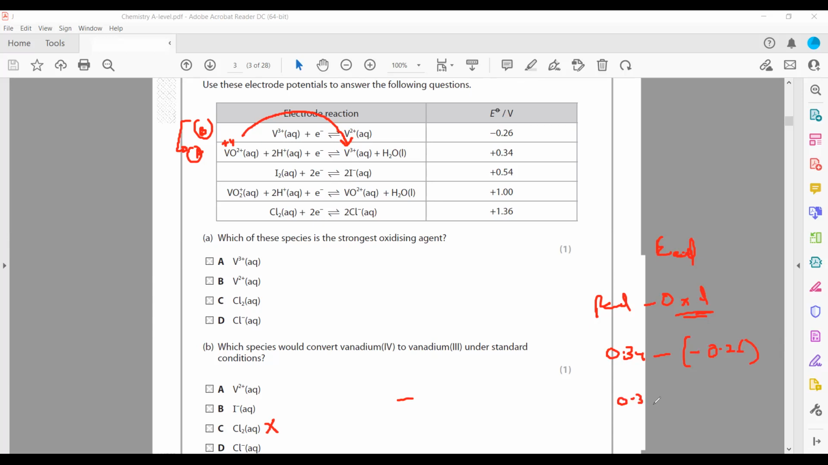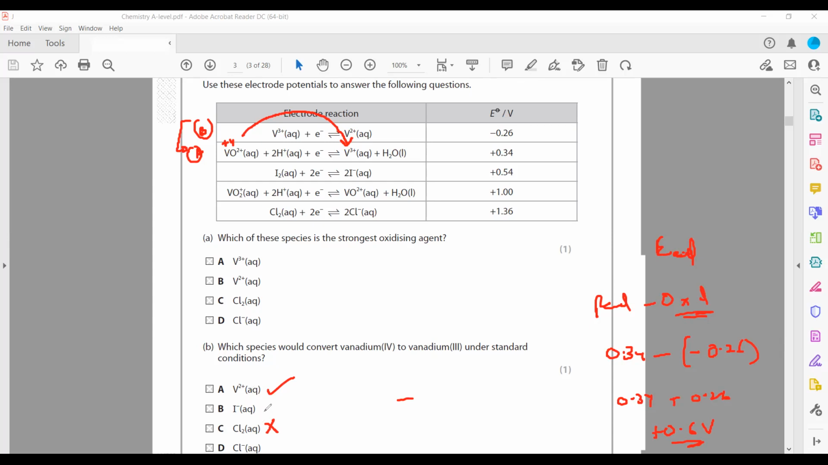So 0.34 minus minus 0.26, so 0.34 plus 0.26, what will happen? It will be 0.6 volt. So we'll get a positive voltage. It means a solution of vanadium 2 can change this vanadium 4 to vanadium 3.